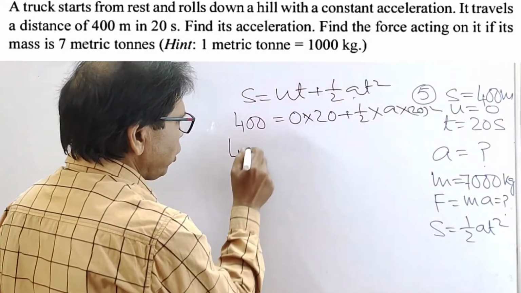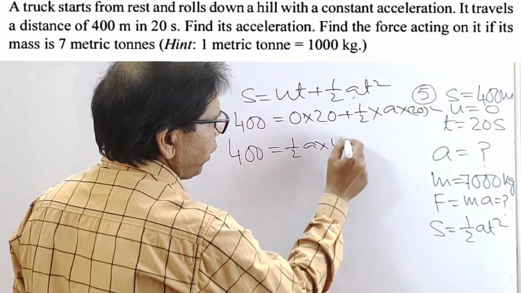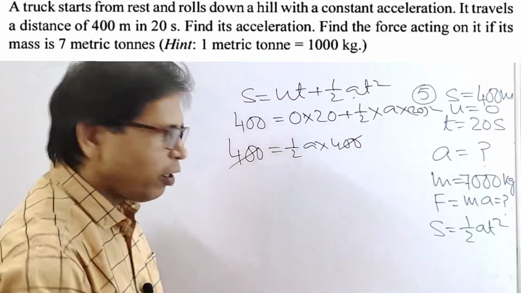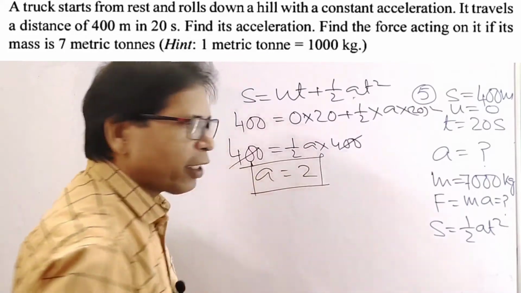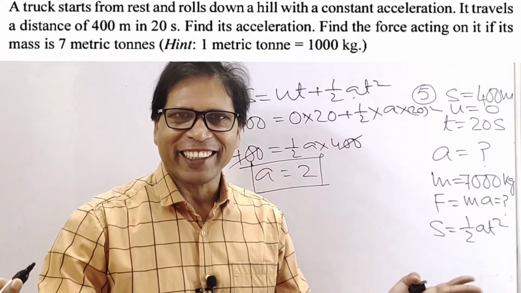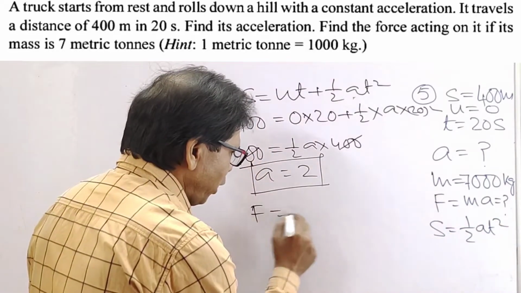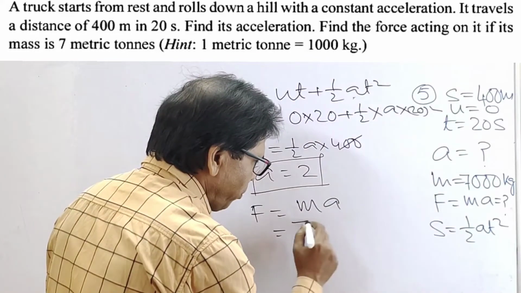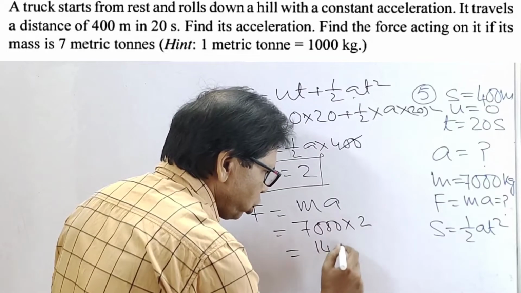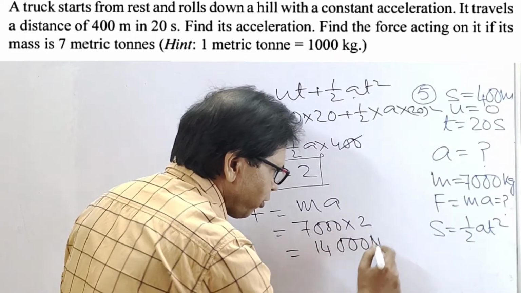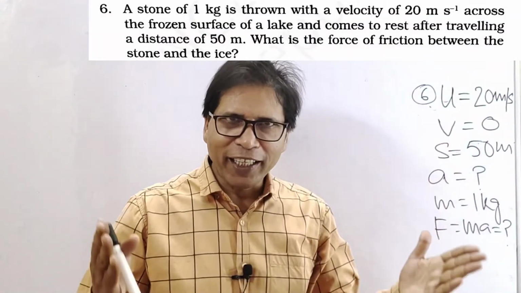Okay, so look at this, 400 equals half into a into 400. Now this and this cancel out, therefore a is equal to 2. Therefore the acceleration of the truck is 2 meter per second square. Now force, mass into acceleration. Look at this, force F equals mass into acceleration. Here mass is 7000 kg, acceleration is 2, so the force is 14000 Newton. Okay, understood?